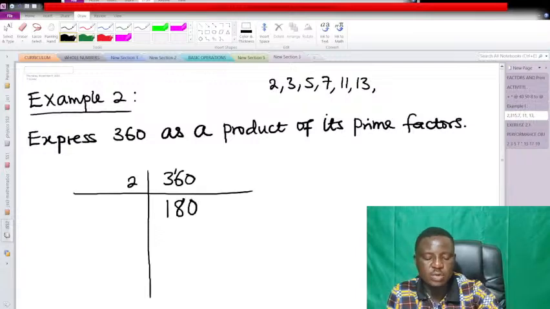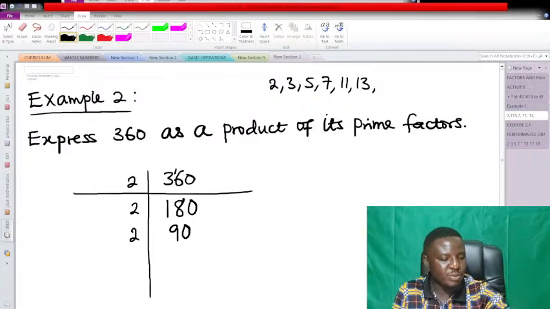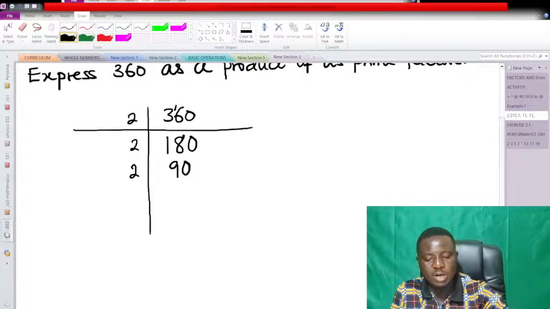2 into this is 0. So 2 can still divide again because this is divisible by 2. 2 into 1 I cannot. 2 into 19, 18 is 9. Remainder 0. 2 into 0 is 0. 2 can still divide again. So you keep dividing by 2 until 2 can no longer divide.